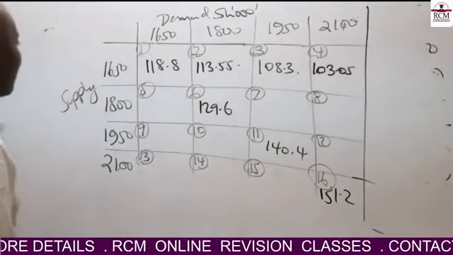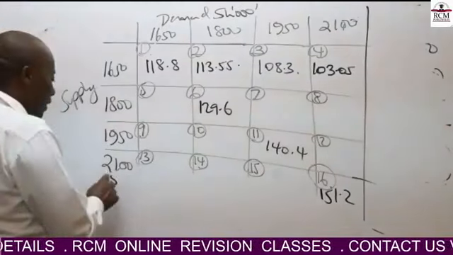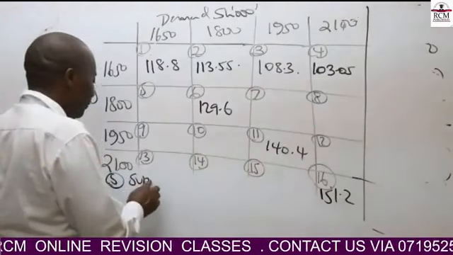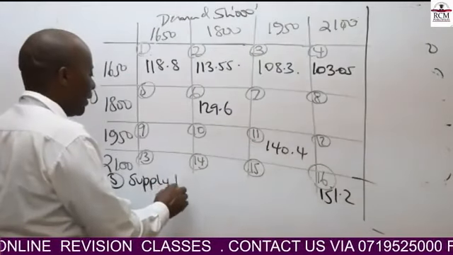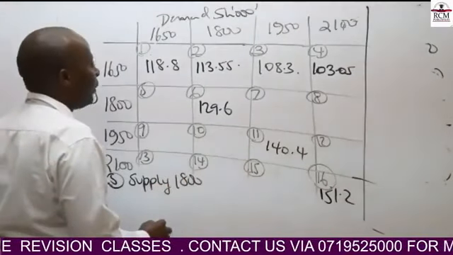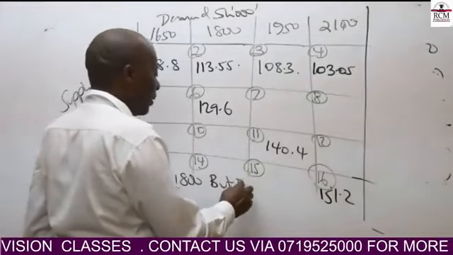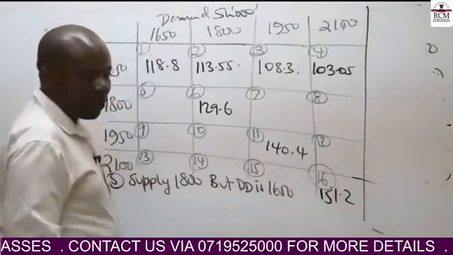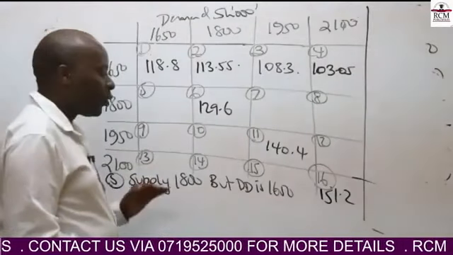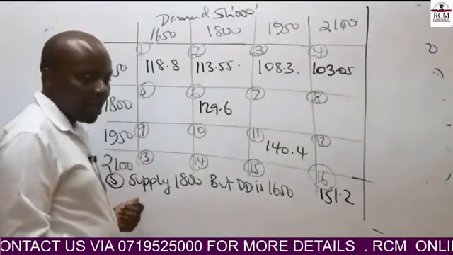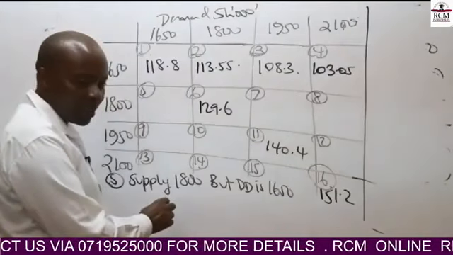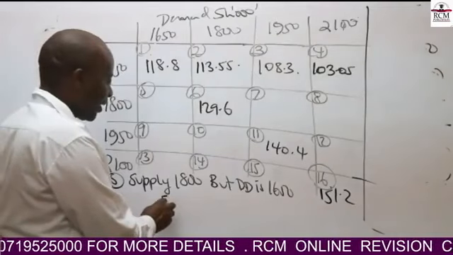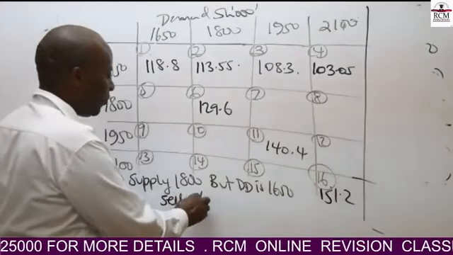So this one is cell number 5. And for cell number 5, ladies and gentlemen, we have supplied 1800, but demand is 1650. So of course you'll compare supply and demand, and the effective one will be the lower. So in this case, sell the lower, sell 1650.